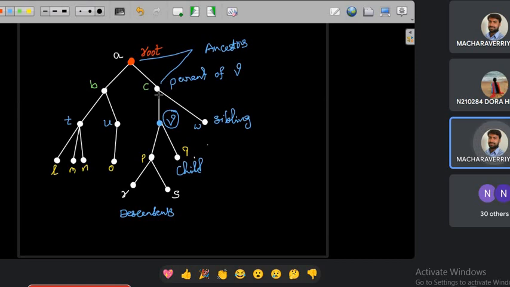Alright, now who are the children of V? The children of V are given here, which are P and Q. So Q is a child of V and P is also a child of V.